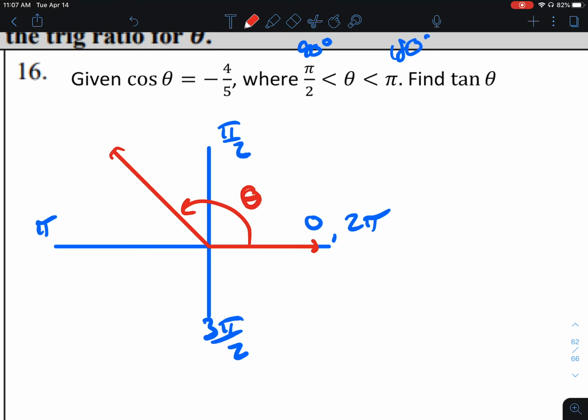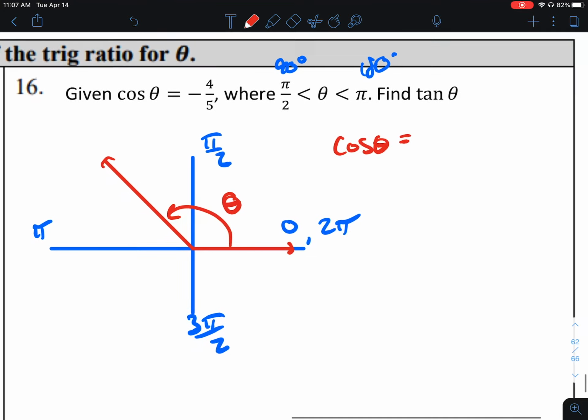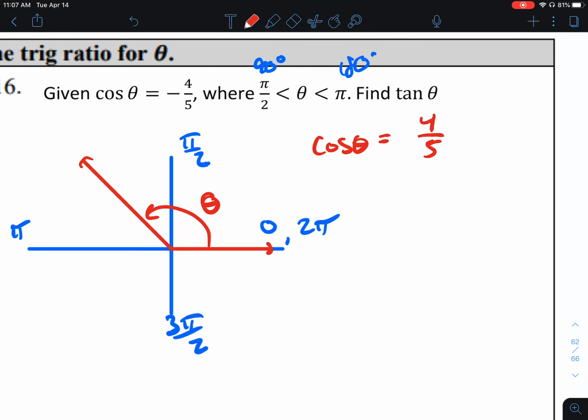And then this says cosine of theta is negative 4/5. Now let's forget about the negative just for a moment. Cosine is x over r. We've got to put this negative sign someplace. Do we put it with the 4 or do we put it with the 5? There's two reasons why we'd put it with the 4. One, we're in quadrant 2, which means we have to go left. So x has to be negative. Two, we can't put it with the 5 because I've told you the radius is always positive.